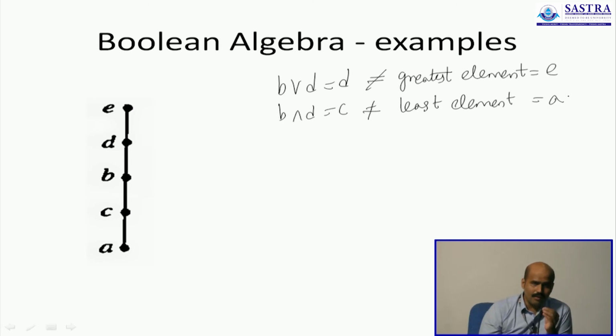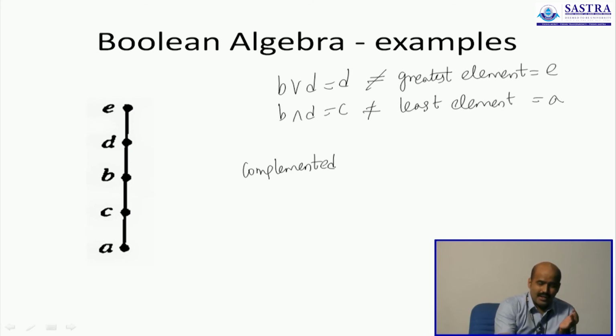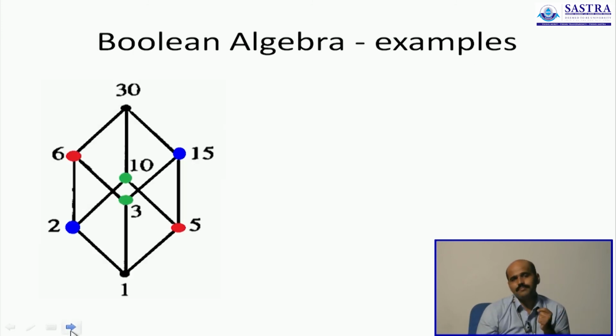So despite being a beautiful lattice in itself, this is not complemented, and since it is not complemented, it cannot form what we call a Boolean algebra, because we saw that a lattice should have the greatest element and the least element, it should be distributive, and it should be complemented. This is not complemented, and hence it cannot form a Boolean algebra.